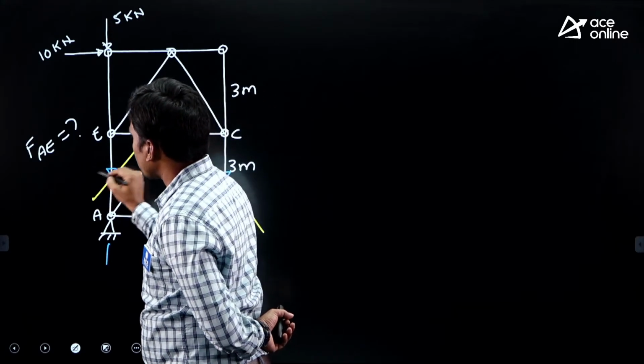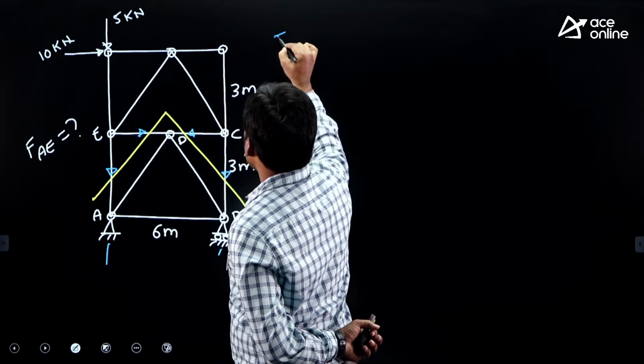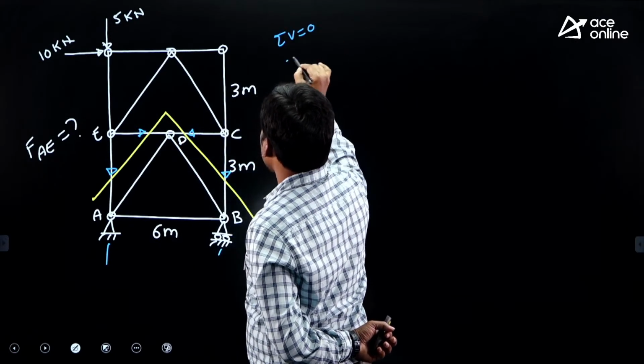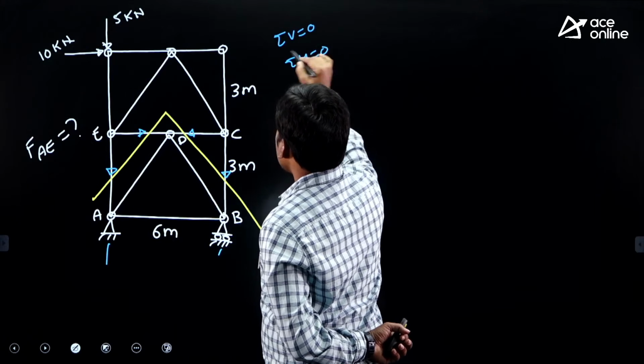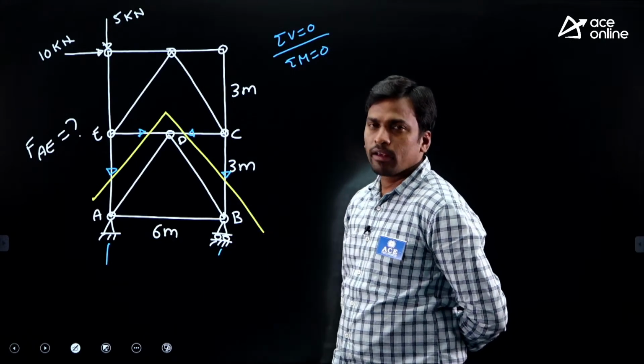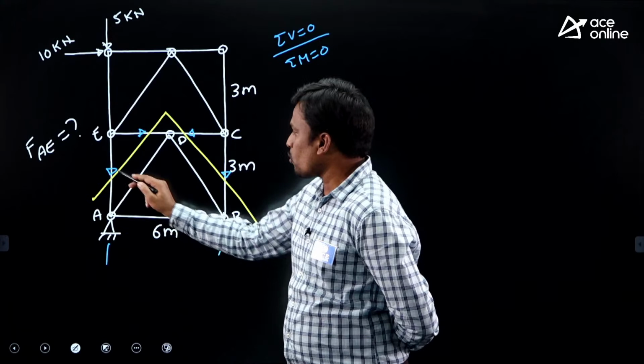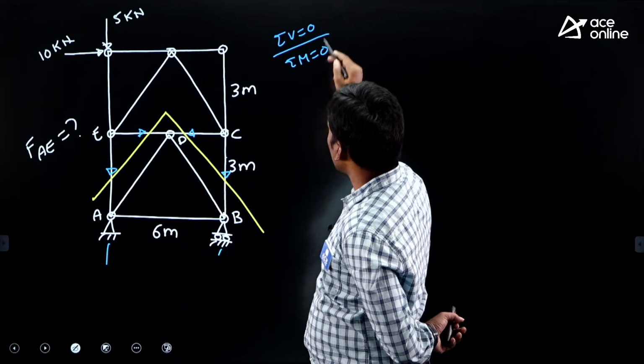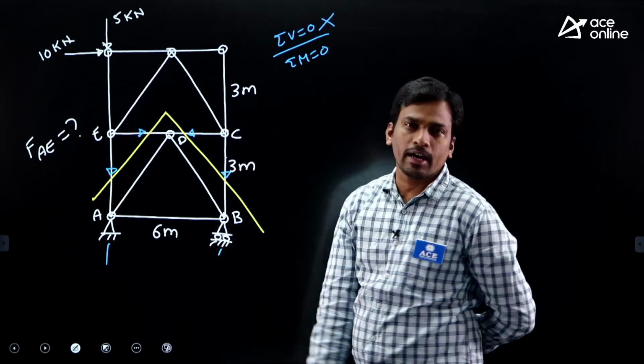Member AE is a vertical member, right? For a vertical member, the preferable equilibrium equations are sigma V and sigma M. First we'll try with sigma V. How many vertical cut members are there in the upper part? 1, 2. So more than one vertical cut member is not possible.